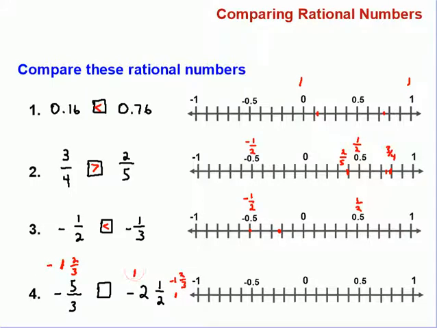Now, we know that negative 2 and 1/2 is going to be, again, further down here. We have to have it all the way down here. Negative 2 and 1/2 is clearly smaller than negative 5/3 because it is further to the left. We know then that negative 2 and 1/2 is smaller than negative 5/3.